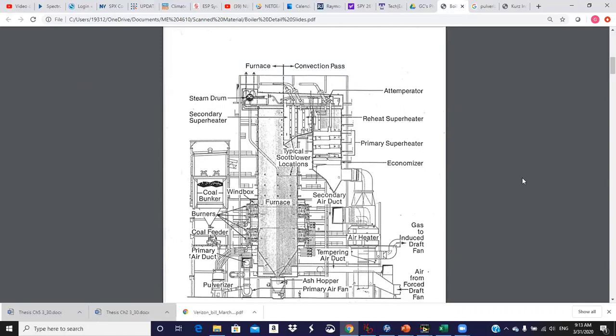Down at the bottom of the boiler, we see an ash hopper. We get clinkers and stuff that can fall off of the furnace down to the bottom. There's usually a little bit of water down there that kind of quenches them.